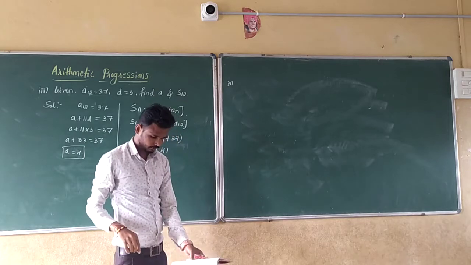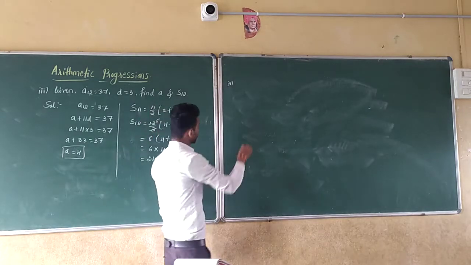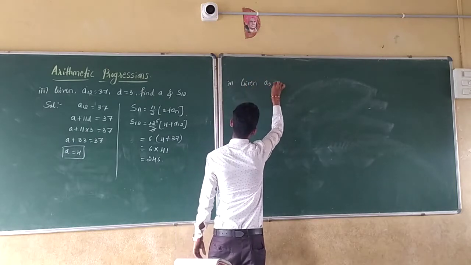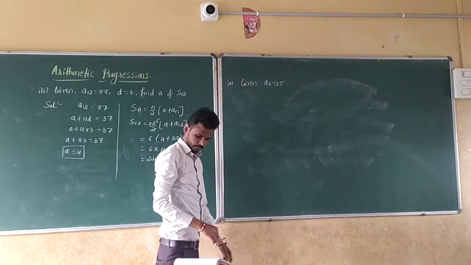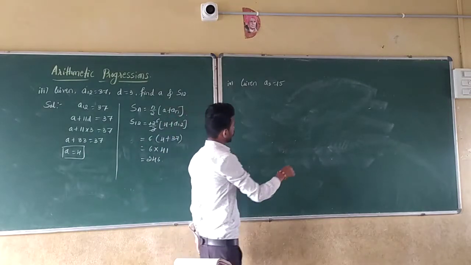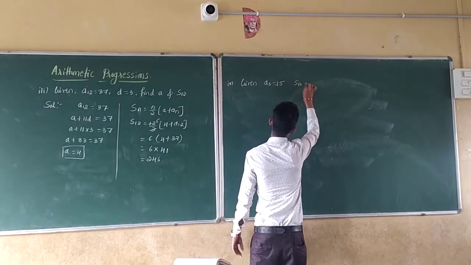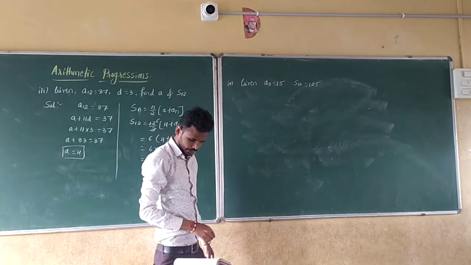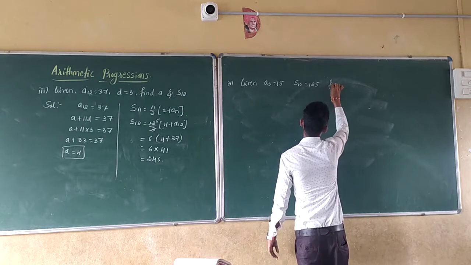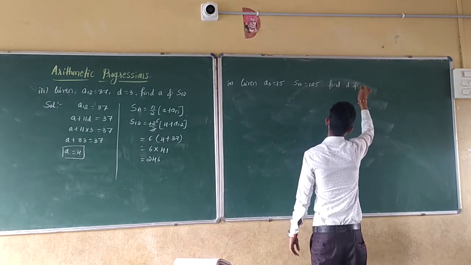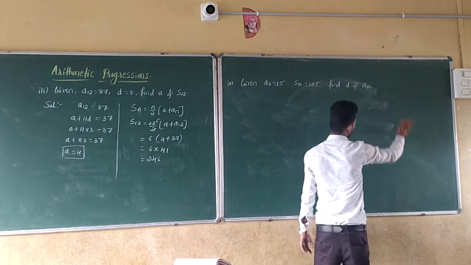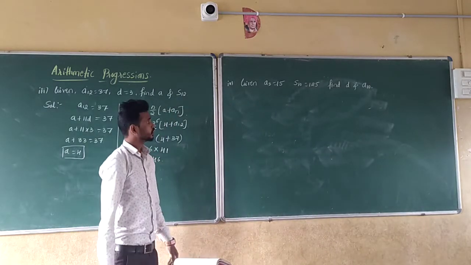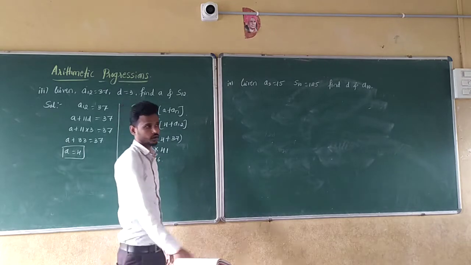Fourth one: given A3 equals 15, S10 equals 125, find d and A10. So now let's see how to solve this type of example.